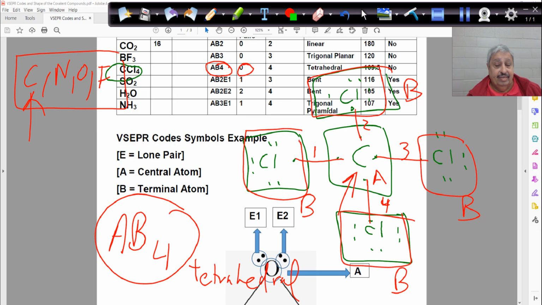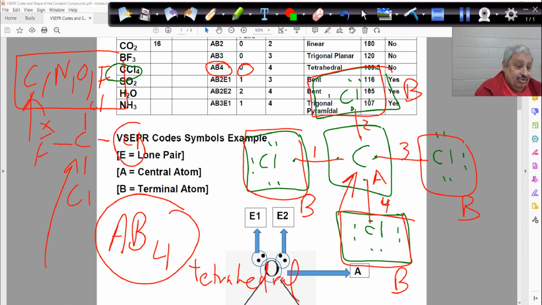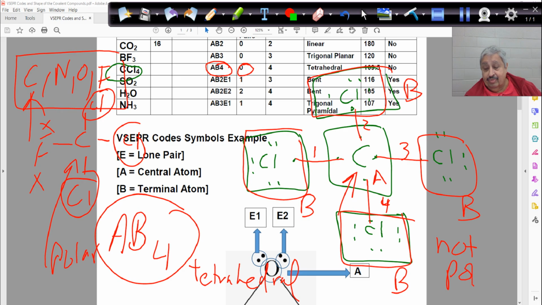Correct? Now, if I take the same thing here, chlorine, chlorine, and chlorine, and then I put fluorine here. Is this compound polar? Yes or no? Yes, because now I changed. This one is not identical. Those 3 are identical, correct? But this one is not identical. This is polar. So this compound is polar, and this compound is not polar. And a tetrahedral has an angle of 109.5 degrees.